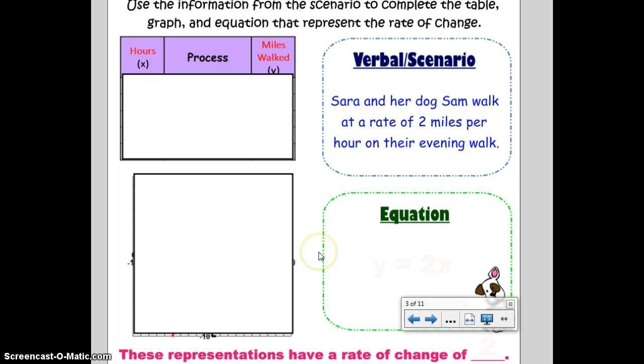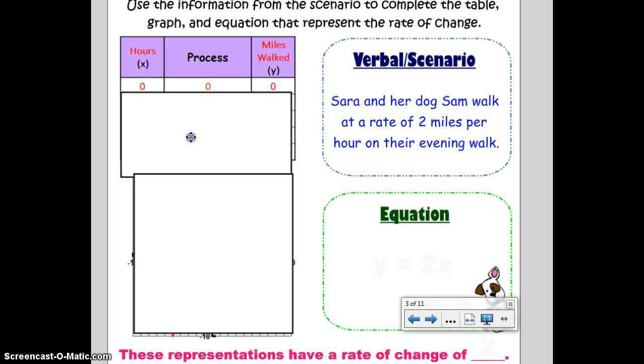So as we look at our table, we need to identify the X as the hours and the Y as the miles walked, because time first passes before they can walk miles. At 0 hours, they have walked 0 miles. At 1 hour, they have walked 2 miles. Please pause your video to complete your table.